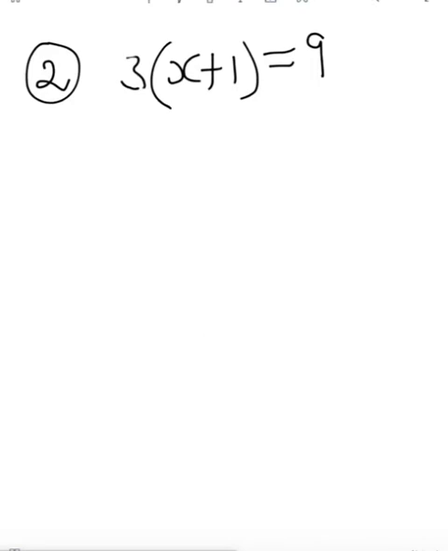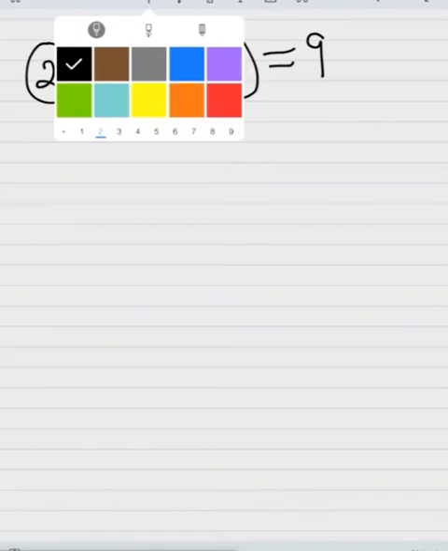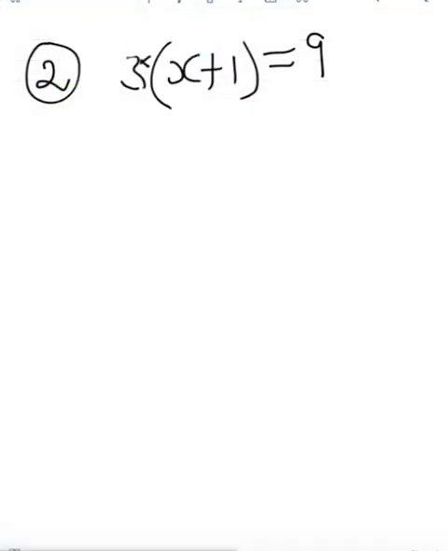Now, the shortcut way, instead of expanding, instead of going 3 times x and 3 times 1, what we can do is, we know there's a times in between the 3 and the bracket, okay? So the opposite of multiplying by 3 is I can divide by 3. And I can do this because x plus 1 are stuck together in this bracket, and they're both going to be multiplied by the 3. The 3 is a factor of both x and 1. So I can actually just divide by 3, and that will cancel out.